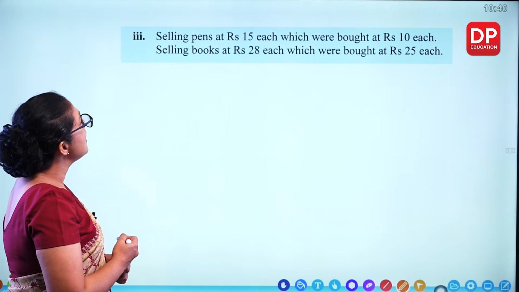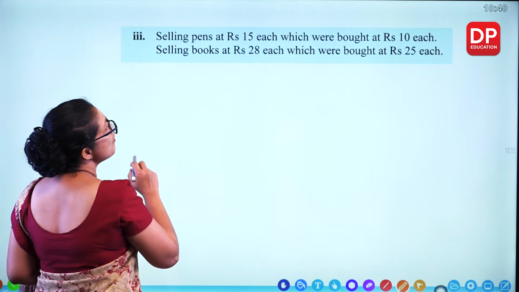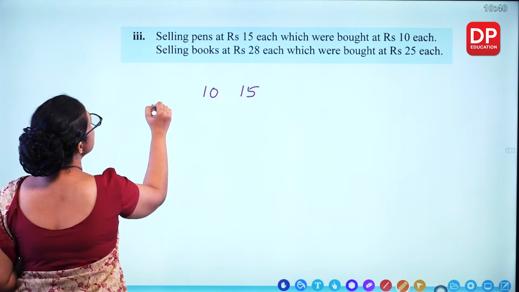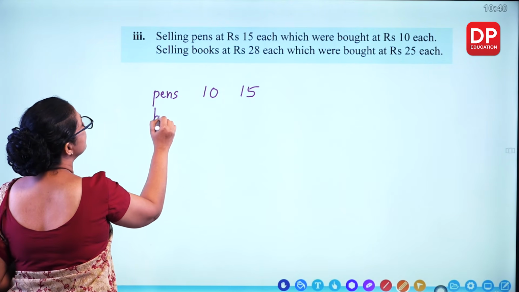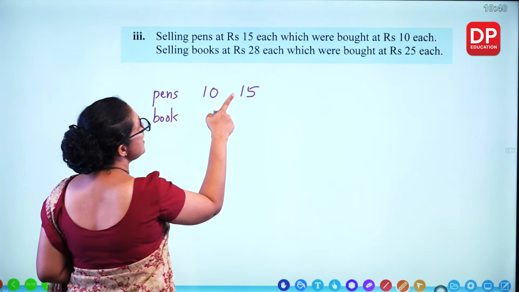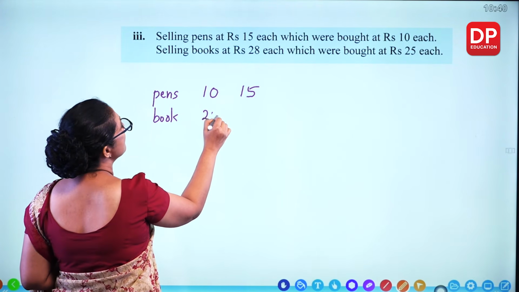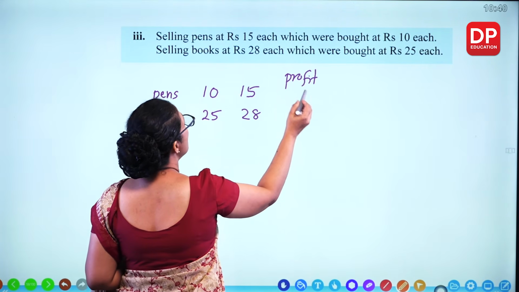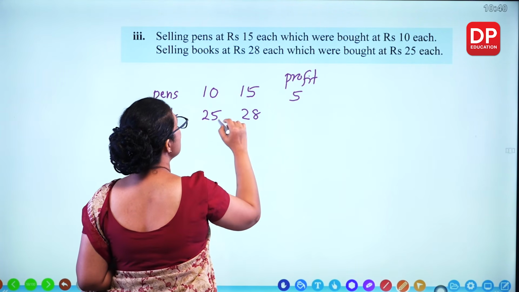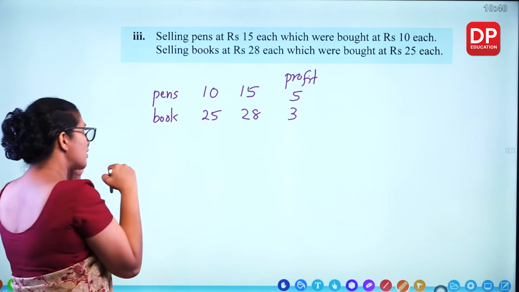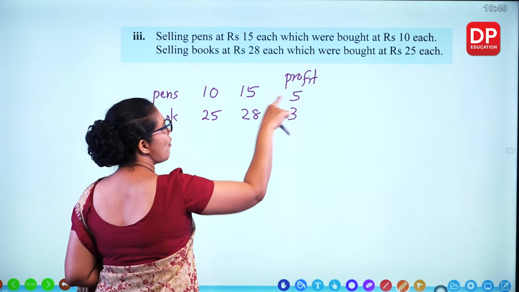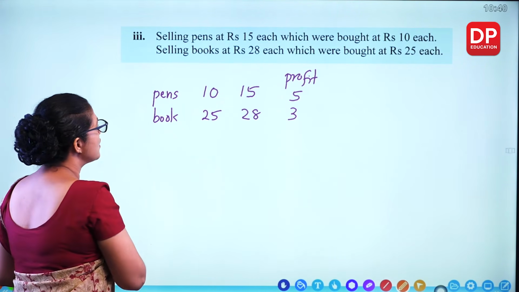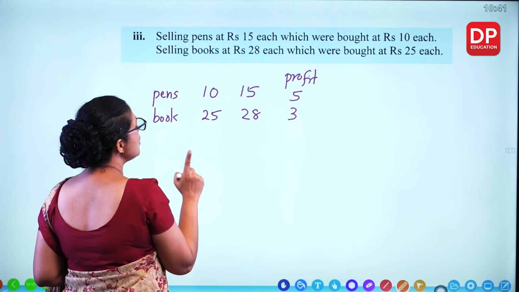Part 3. Selling pens at 15 each, which were bought at 10. 10 and 15. That's pens. And books at 28 each, which were bought at 25 and 28. So what's the profit? 15 minus 10, 5. 28 minus 25, 3. So can we check with this one? Profit wise, you get 5 rupees, but you have to look at the buying price.